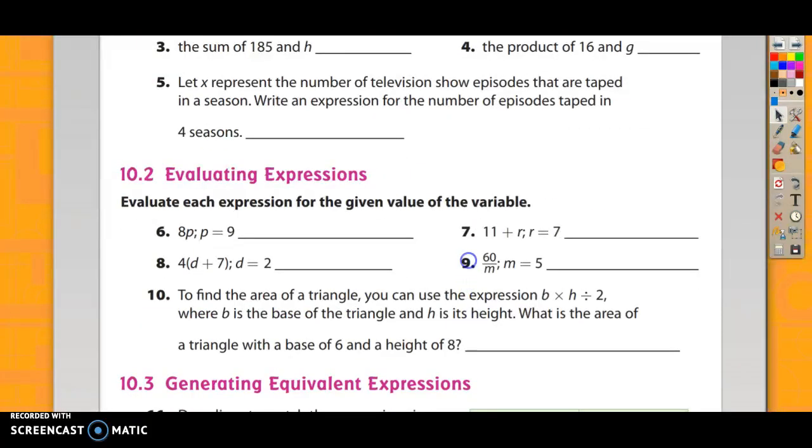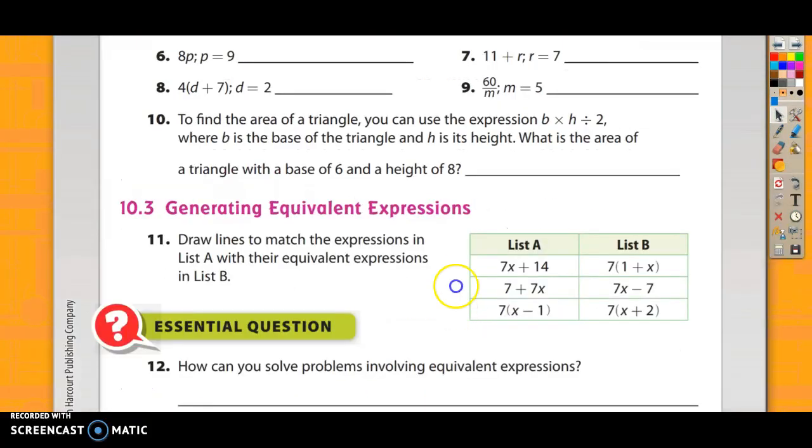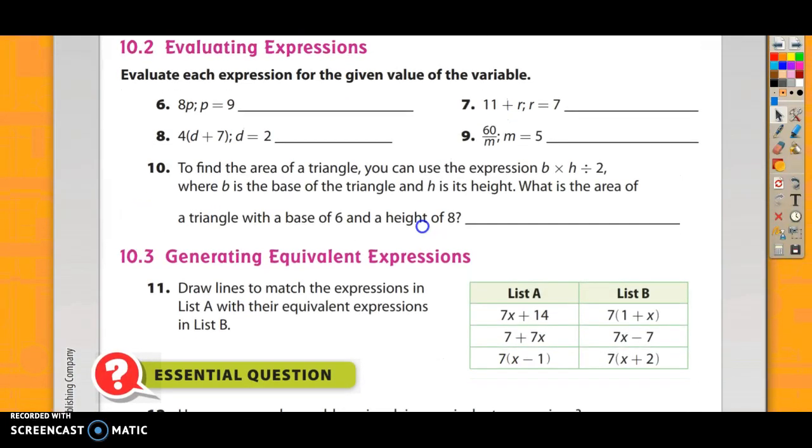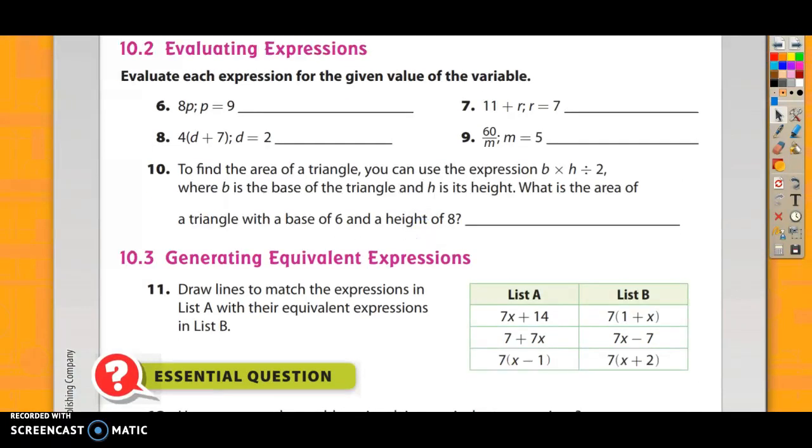10.2. 10.2 reads, evaluating expressions. Evaluate each expression for the given value of the variable. So these are the ones where we replace the variable with what the variable is. So for example, in 6, the problem is 8 times p. P is equal to 9. So we're going to take p out and we're going to replace it with 9. It's not 89, it's 8 times 9.